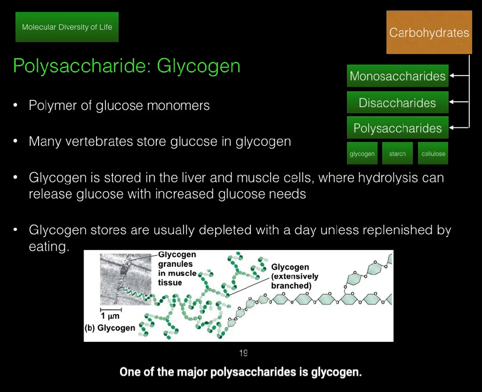One of the major polysaccharides is glycogen. This is a polymer of glucose monomers. Many vertebrates store glucose in glycogen in the liver and muscle cells. Hydrolysis reactions release the glucose when the body requires it. Glycogen stores are depleted within a day unless replenished by consuming glucose.